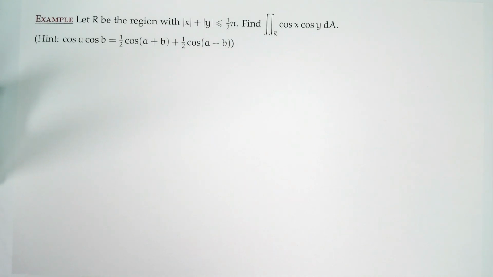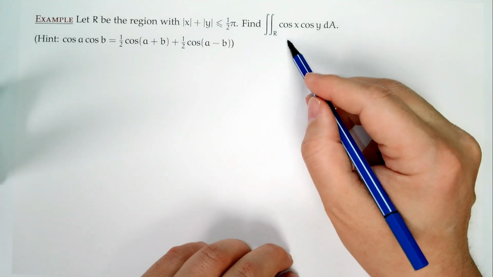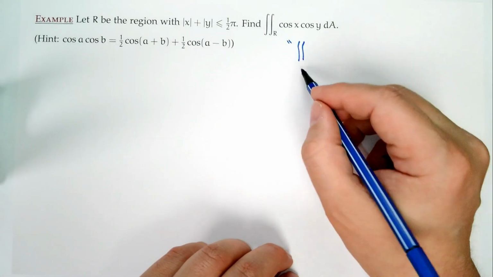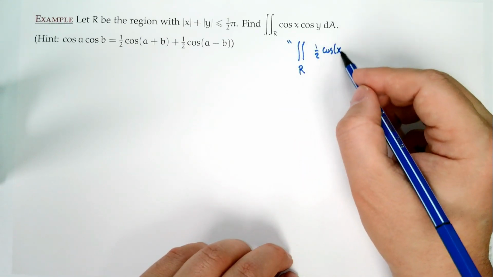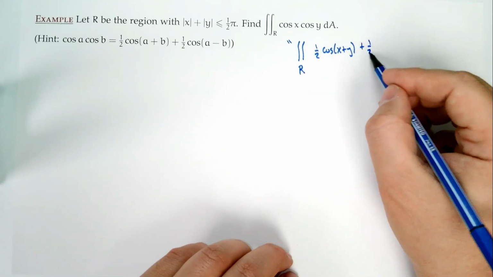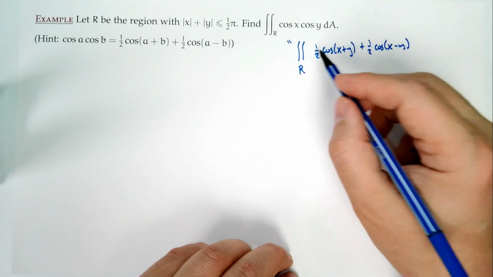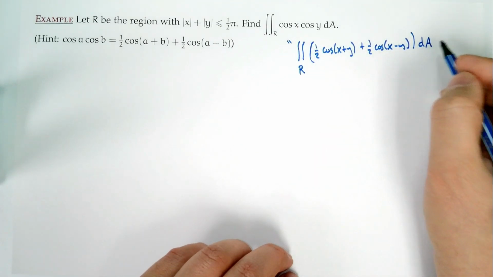There's even a hint. It says, look, if you take cosine times cosine, this is a product to a sum trig identity. Cosine A, cosine B is half cosine of A plus B plus half cosine A minus B. Well, nothing else, we can apply the hint right away because it's of just the right form. So this is the integral over our region of 1/2 of cosine x plus y plus 1/2 cosine x minus y dA.